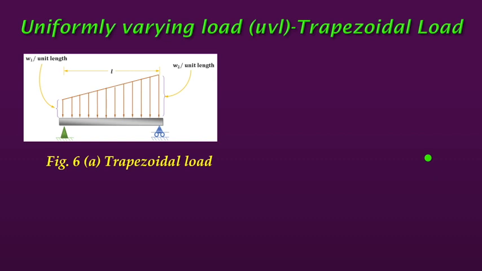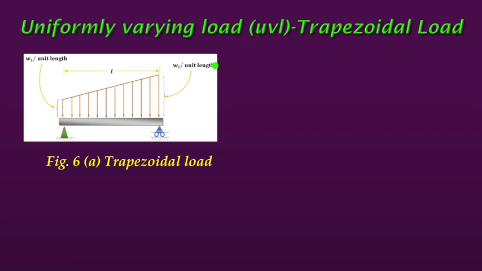Now, it is the uniformly varying load that we have already discussed. Now, it is the trapezoidal load. Trapezoidal load means here also it is changing similar to the triangular load, but at the left end the magnitude is not zero, rather it has another value omega 1. So this is changing from omega 1 per unit length to omega 2 per unit length.